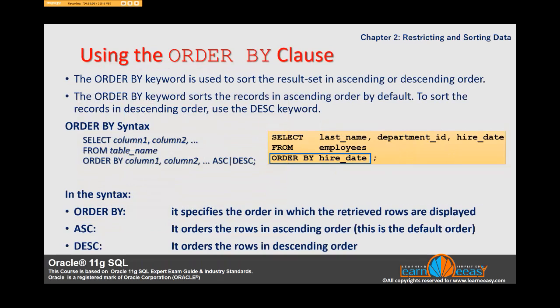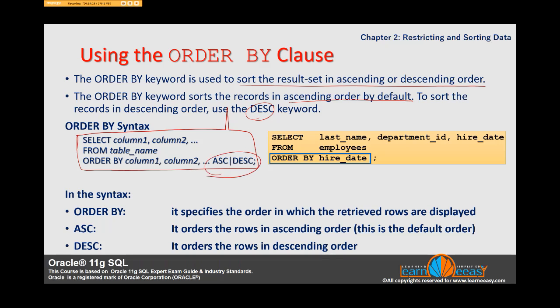The SQL ORDER BY keyword. The ORDER BY keyword is used to sort the result set in ascending or descending order. The ORDER BY keyword sorts the records in ascending order by default. To sort the records in descending order, use the DESC keyword. ORDER BY syntax: SELECT column1, column2 FROM table_name ORDER BY column1, column2 ASC or DESC.